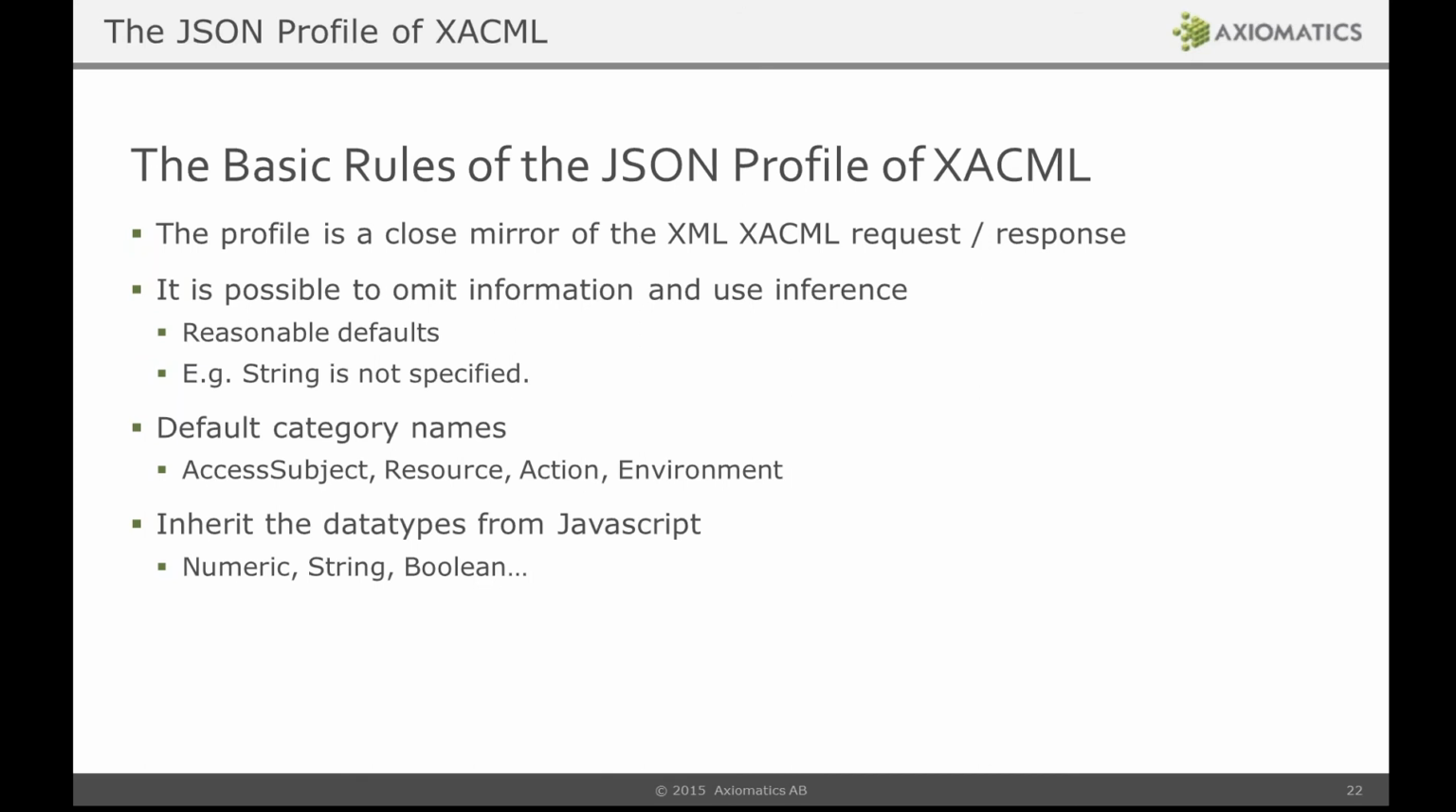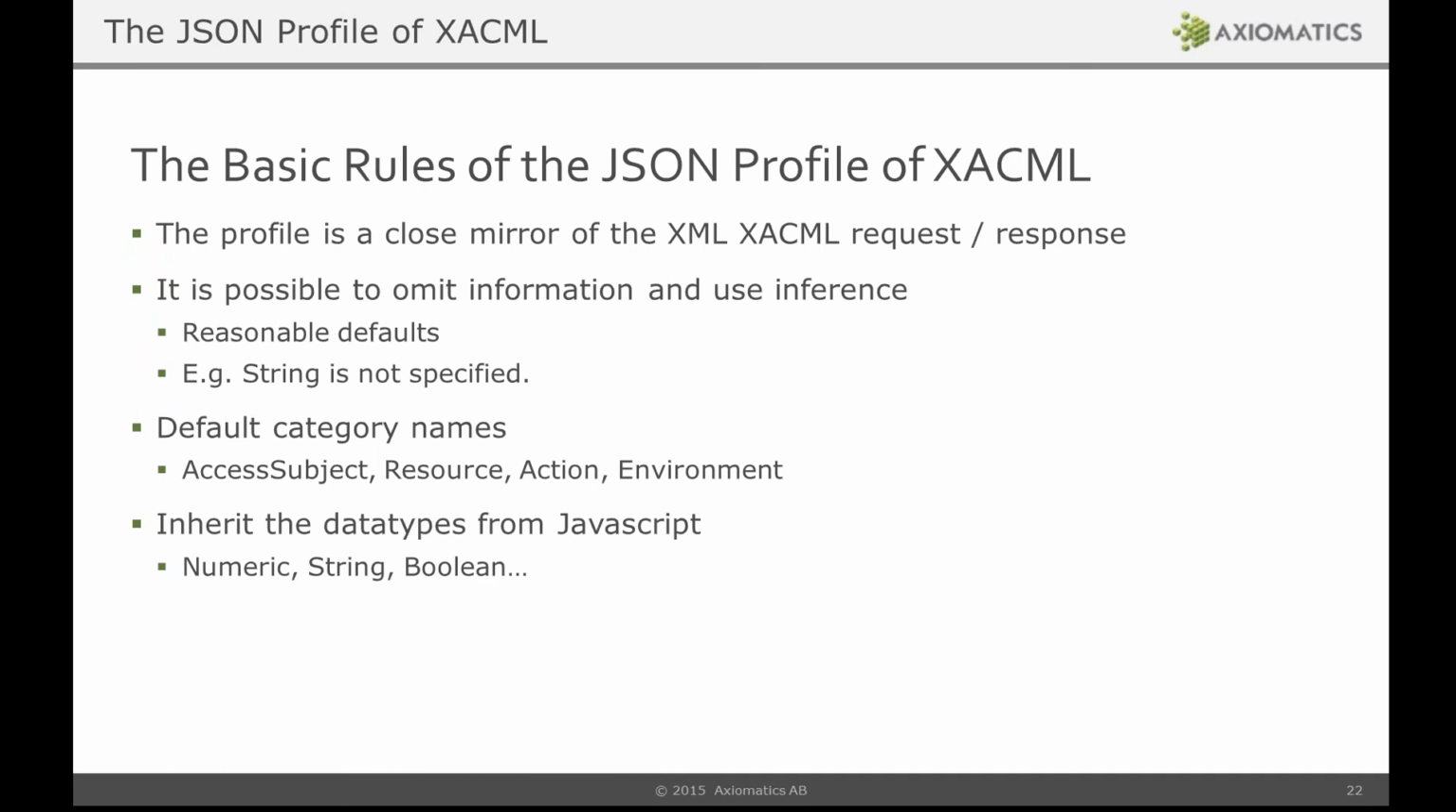We don't specify the data type unless it's a special data type. We leverage the data type from JavaScript. So if you use a string in JSON, we will assume that in XACML it will also be a string. If you use a numerical value, we will assume it's either integer or double in XACML.